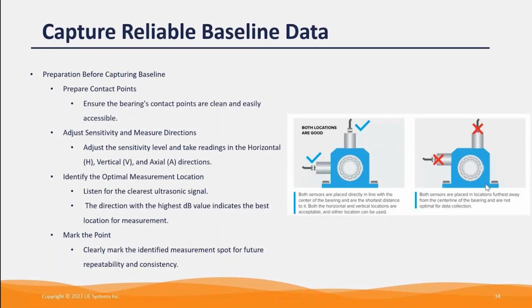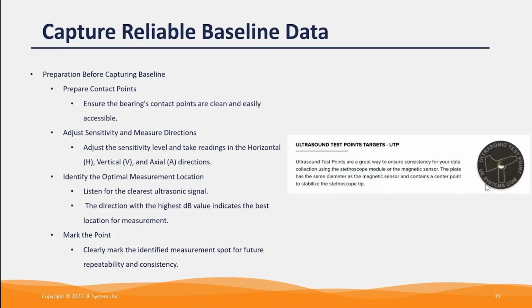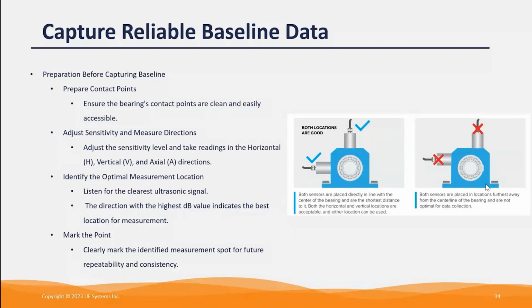Take readings in the three directions: vertical, horizontal, and axial. Listen carefully and observe the reading. The location that gives you the clearest sound and highest decibel value is typically the most responsive and reliable point for data collection. Once identified, you can mark this location, or it is better, for greater accuracy and repeatability, to install the UTB. The UTB is a test point.